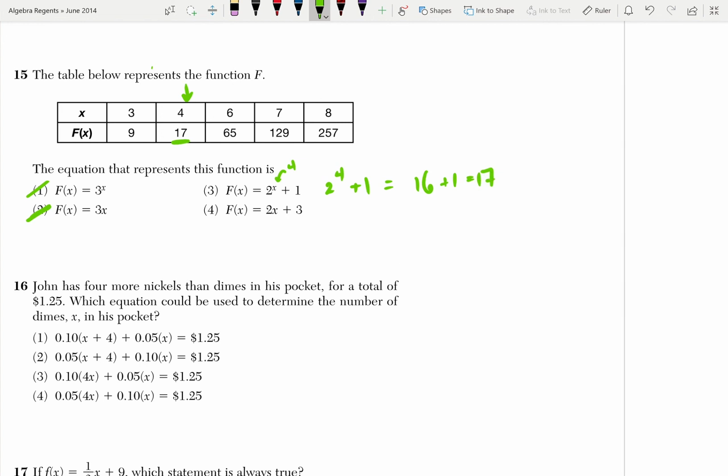It could be 3, but we have to check 4. So option 4, again, we're plugging in 4. So 2 times 4 plus 3. This gives us 8 here, plus 3 is equal to 11. That does not work for option 4, so it has to be option 3. Here the quickest thing to do was actually to plug in and check. They're relatively simple equations, so it wasn't very difficult to plug in x and check to see if it gave us what the f of x value is.